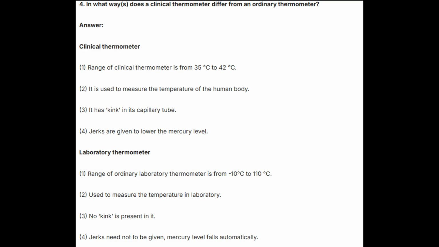Laboratory thermometer. First, range of ordinary laboratory thermometer is from minus 10 degrees Celsius to 110 degrees Celsius. Second, used to measure the temperature in laboratory. Third, no kink is present in it. Fourth, jerks need not be given, mercury level falls automatically.